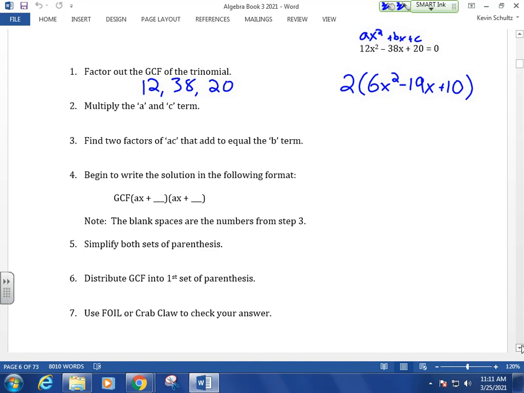So in step 2, we're multiplying the a and the c term, which is why it's important to know that in ax squared plus bx plus c, your a term is your coefficient to x squared, which is now 6, right? It's not 12 anymore, it's now 6. We factor that 2 out. And the c term, our constant, is 10. So we're multiplying 6 and 10 together, and that gets us 60.